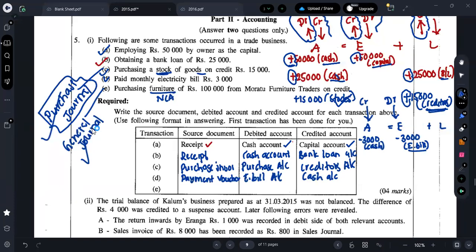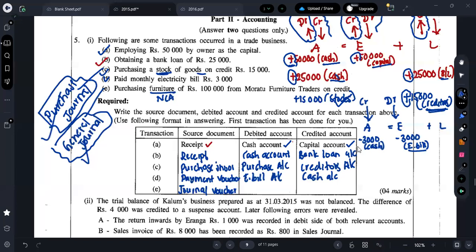In the purchase journal, we will be recording only the credit purchase of reselling goods, in other words, credit purchase of stocks. If we purchase any non-current asset on credit, it should be recorded in the general journal. So if the prime entry book is the general journal, you all know the source document: journal voucher.